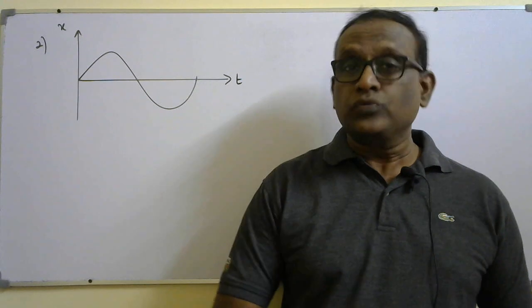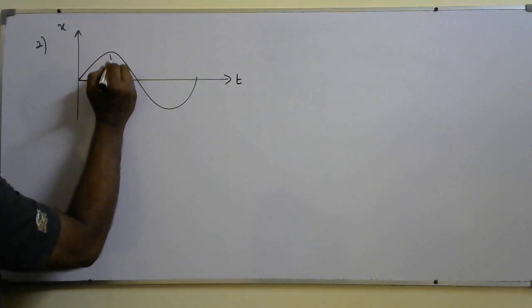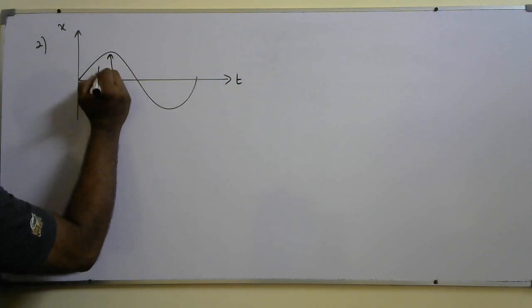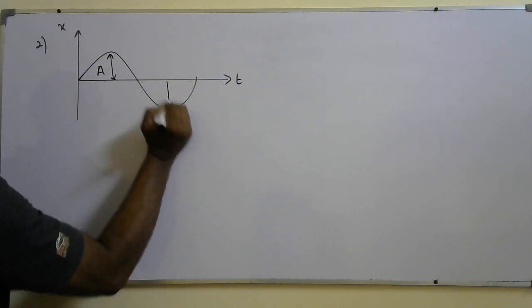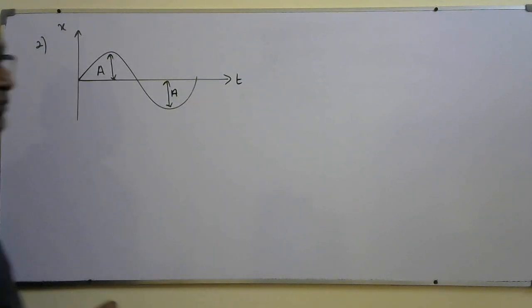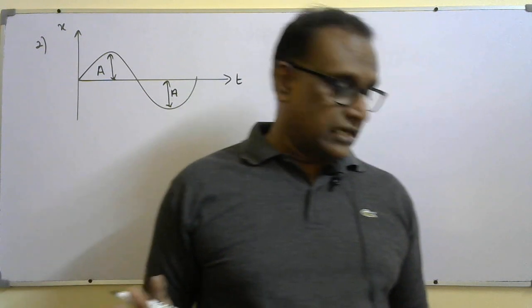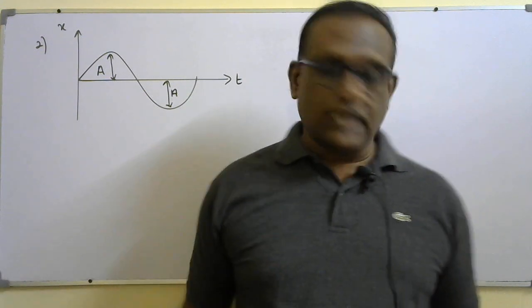First one is amplitude. We can find the amplitude from the graph. So this is the amplitude, right? Both will be the same. For the crest and trough, the amplitude will be the same. So we can find it. The question is which cannot be found from this graph. We can find it, so this is not the answer.